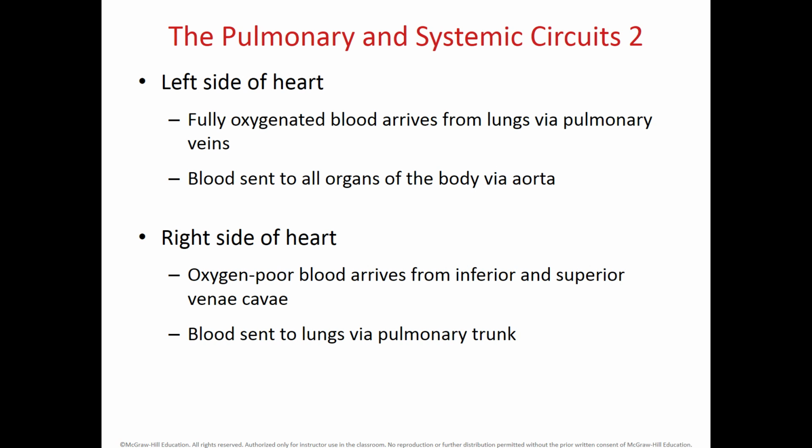So within the left side of the heart, we have fully oxygenated blood that comes from the lungs using the pulmonary veins, and then from there the blood will be delivered to all the organs using the aorta, which is the largest artery in our body. In the right side of the heart, we handle oxygen-poor blood that comes from the inferior and superior vena cava, and then the blood will be sent into the lungs using the second largest blood vessel in our body, which is the pulmonary trunk.